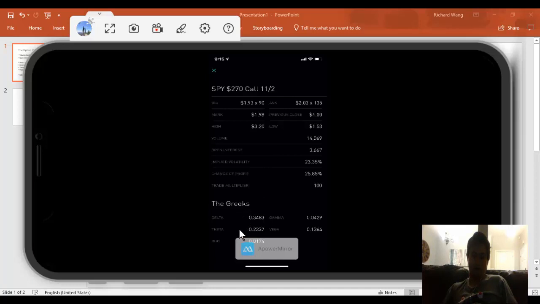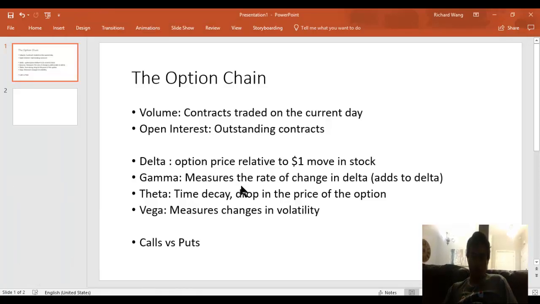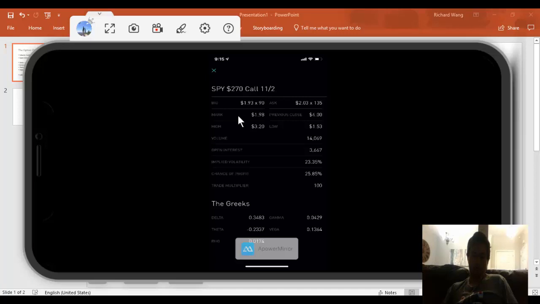Now we have delta, gamma, theta, vega, and rho. I didn't know the rho here, but anyways. So looking at this, what we learned is that every $1 change in SPY will see a 0.34, no percent, 0.34 cents increase in the ask and the bid, of course. And then we have our gamma, so you add the gamma into the delta. And theta, the time decay. After today, or after Monday, the price will go down by 23.23 cents. And then of course the volatility is for the contracts.